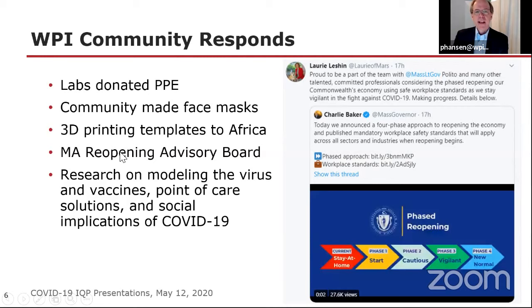As we make this transition back to the new normal, there's a lot of research on campus that's directing itself to the challenges of this present day. How do we model the coronavirus or the interaction with potential vaccines? What are the kinds of point of care solutions that can be offered to hospitals and healthcare providers? And the social implications of this disease are an intense area of interest for many faculty and staff at WPI.